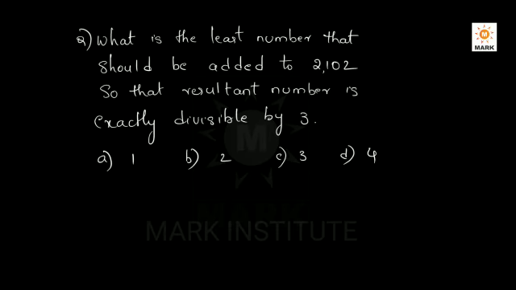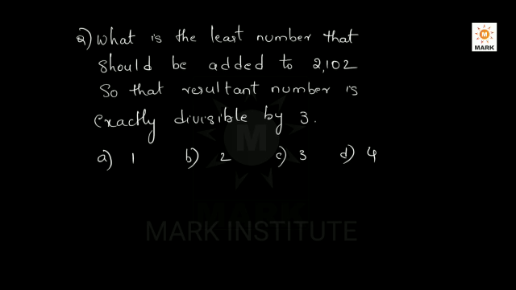Dear friends, let us see a question based on divisibility rules. Here is the question for you. What is the least number that should be added to 2102 so that the resultant number is exactly divisible by 3? Options are 1, 2, 3, 4.